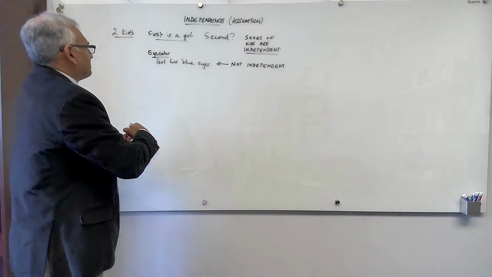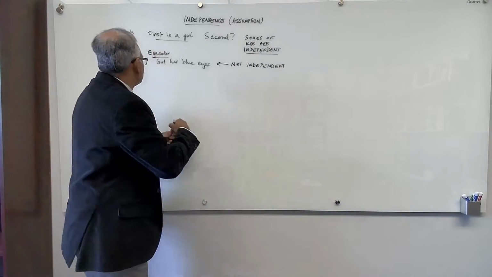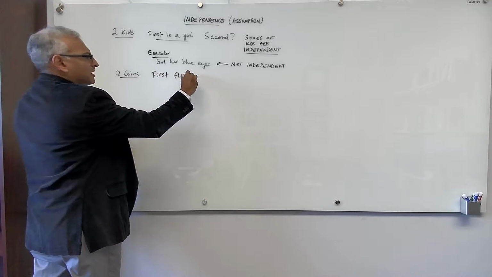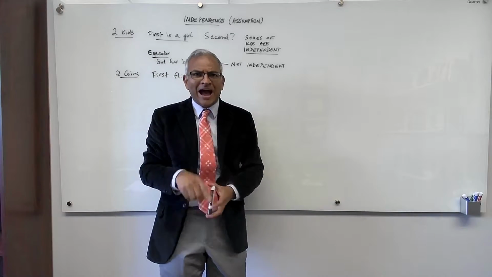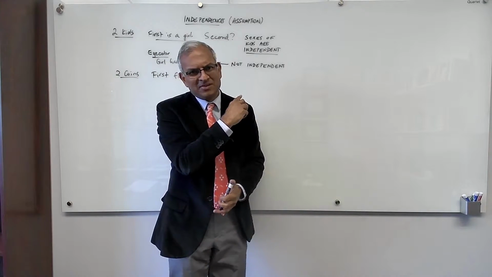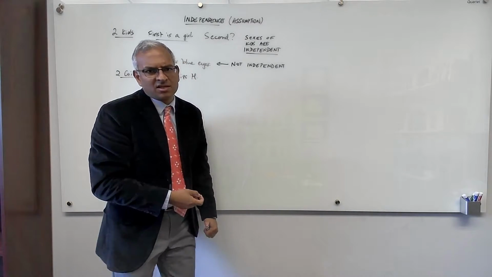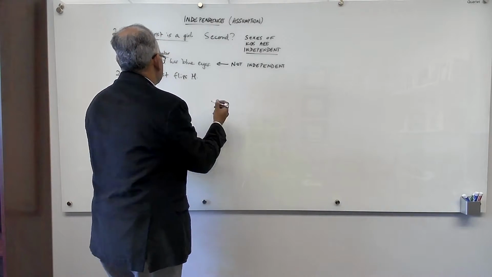Let's take another example. Flip 2 coins. So you flip the 2 coins. The first flips heads. Okay, so what's the second flip? Look at me and say, how would I know? That's the key to independence. So telling you something about the first coin flip tells you nothing about what the second coin flipped. Okay, and so the 2 coin flips are independent.